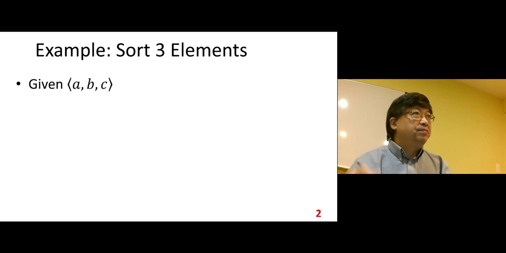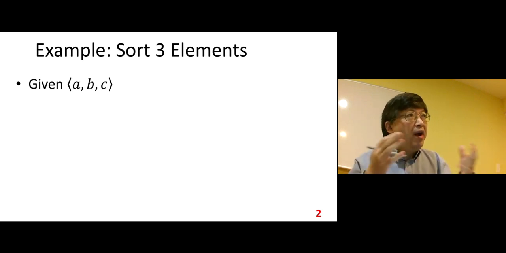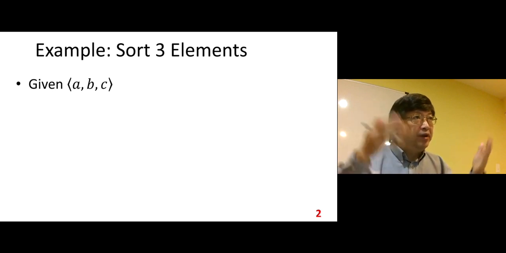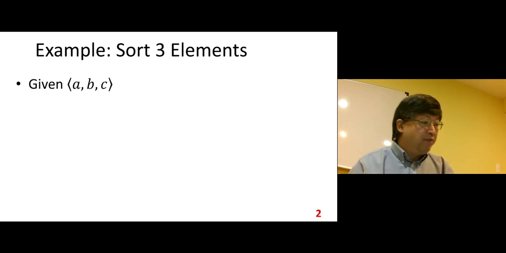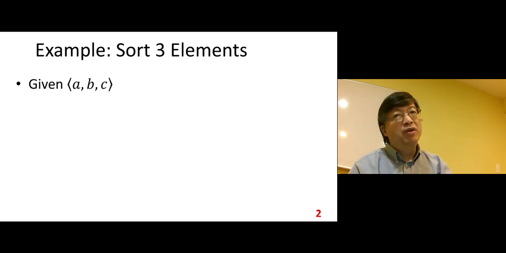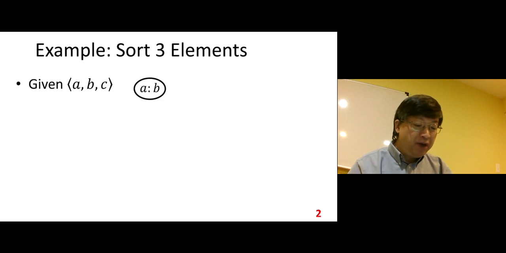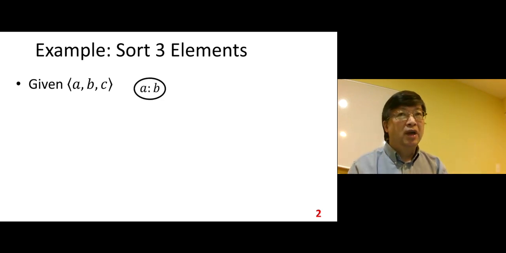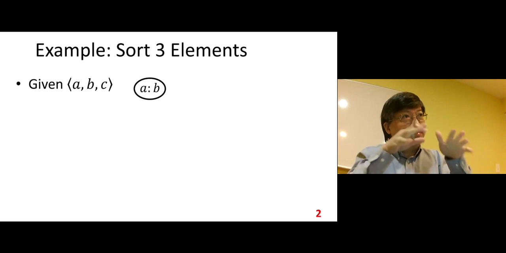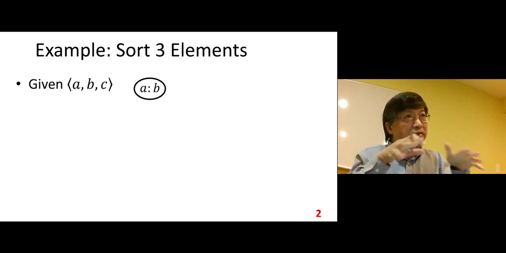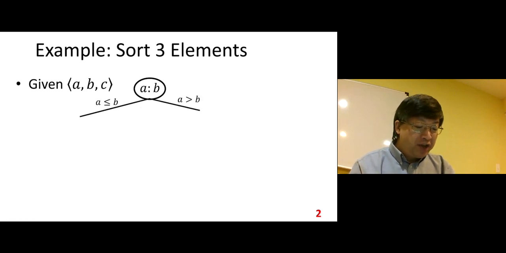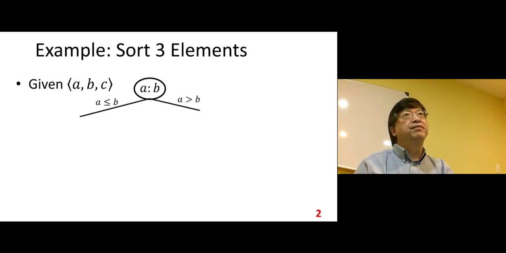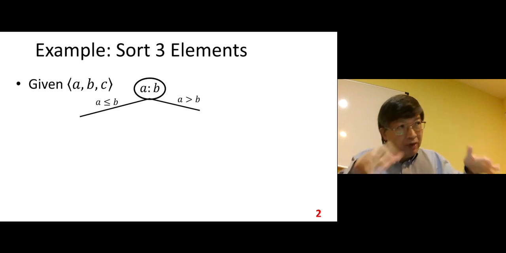Given A, B, C, so arbitrary 3 values. We can compare them, bigger, smaller. Let's do our first comparison. We pick arbitrary 2 elements, A and B. Let's do the comparison. 2 decisions, right? So based on our analysis of the previous part, 2 decisions, less than or equal and greater than. Okay, so we go to 2 different branches.